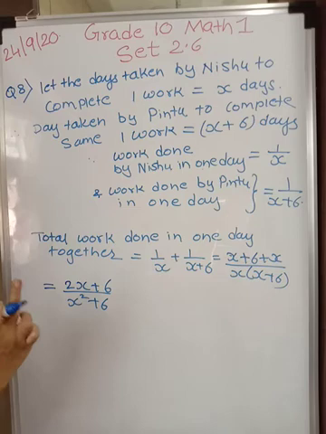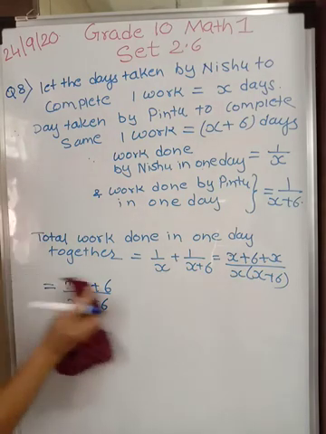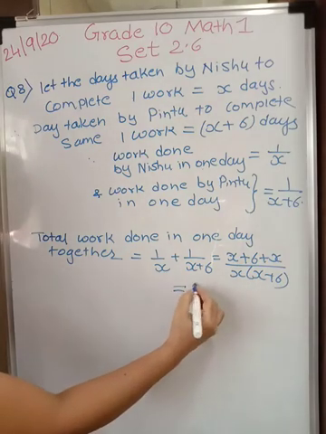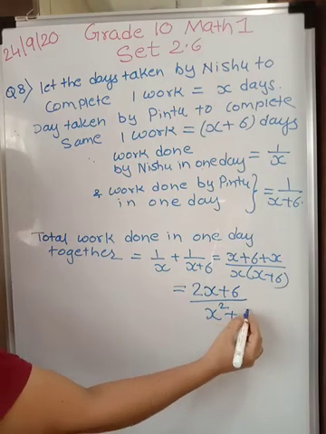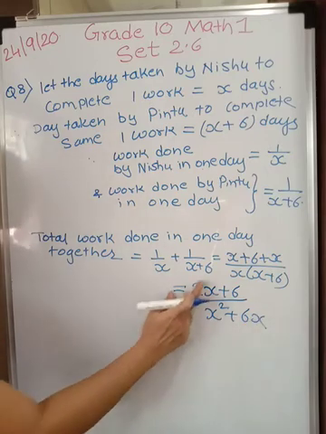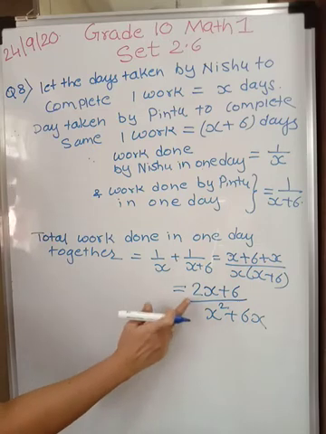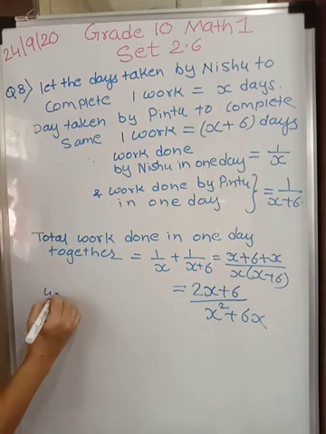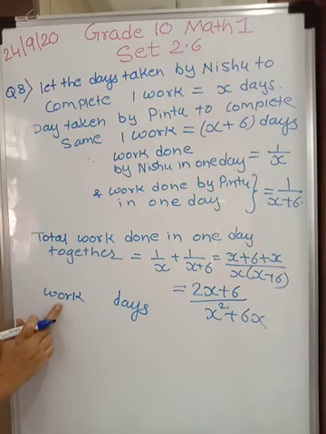Are you understanding me? So again see now, we will have 2 parts. I am writing it that side, I need to explain to you. This answer comes out to be 2X plus 6 upon X square plus 6X. Again, what is this? This is the total work done by both of them in one day. So part of work done by both of them in one day. Now again see, work and you have days. Work done together.